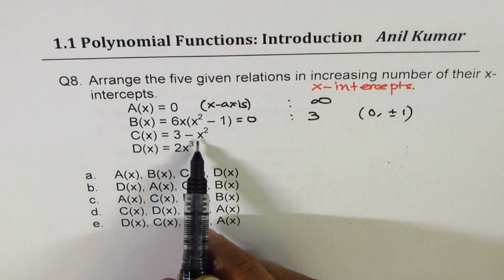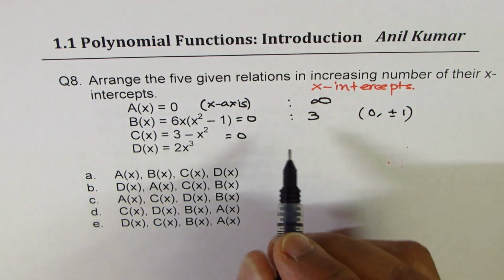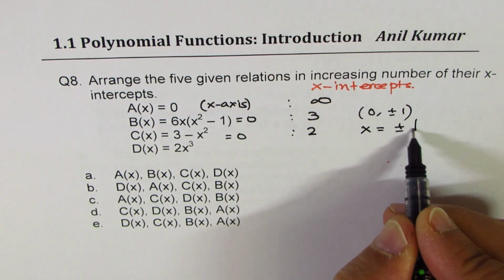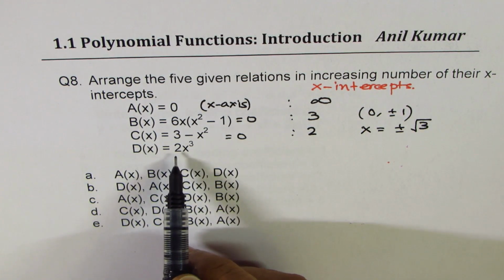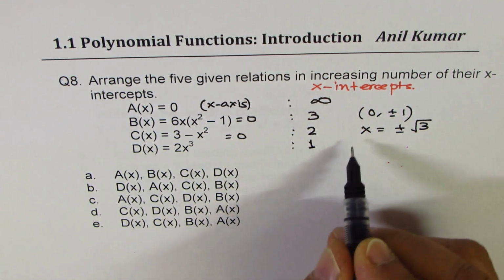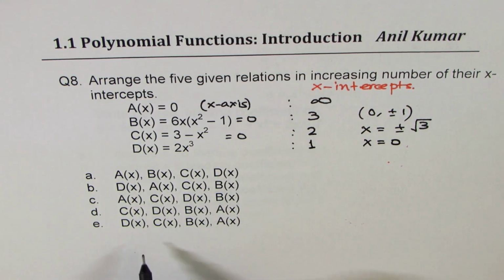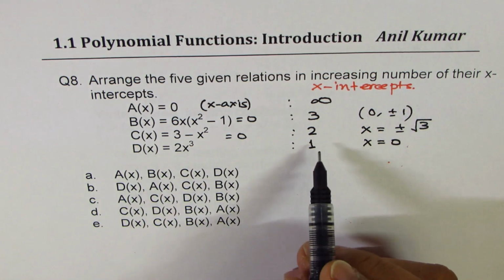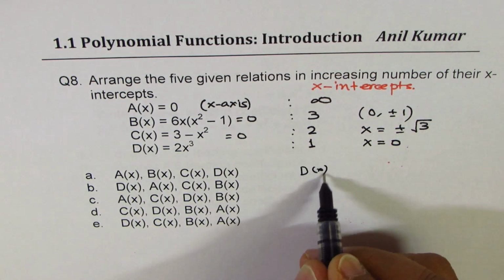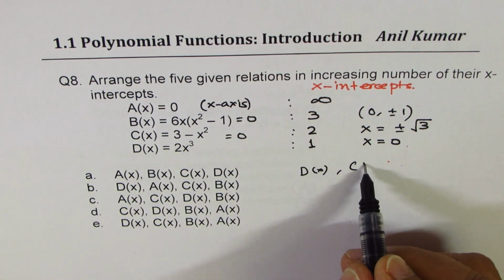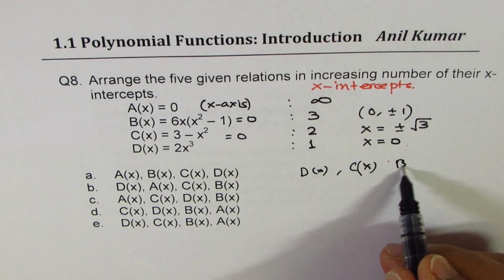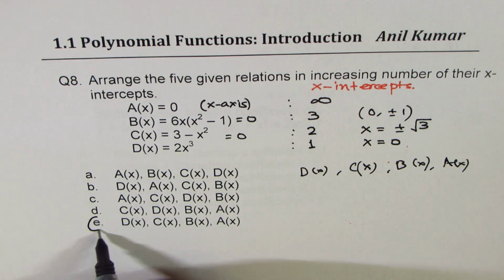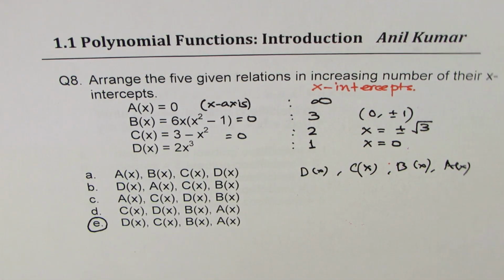C is y equals 3 minus x squared. Now this will be 0 for 2 values of x, and these 2 values are x equals plus minus square root of 3. The last one here is 0 only for one value of x, that is x equals 0. So now you can easily arrange them in increasing order. Least is d, and then it is c, and then it is b, and then it is a. That is the result and it matches with option E. Perfect. So that is how you're going to answer it.